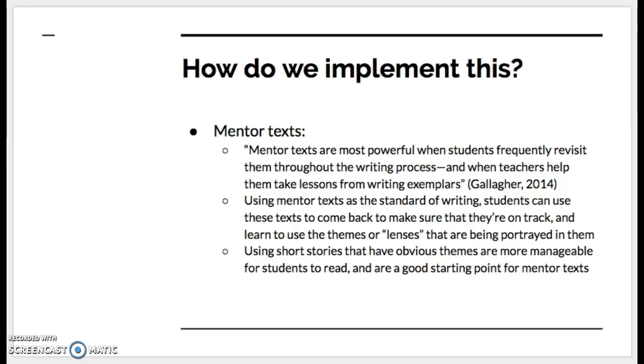Using mentor texts as the standard of writing, students can come back to them to make sure that they're on track, and learn to use the themes or lenses that are being portrayed in them. Short stories that have obvious themes are more manageable for students to read and are a good starting point for mentor texts.